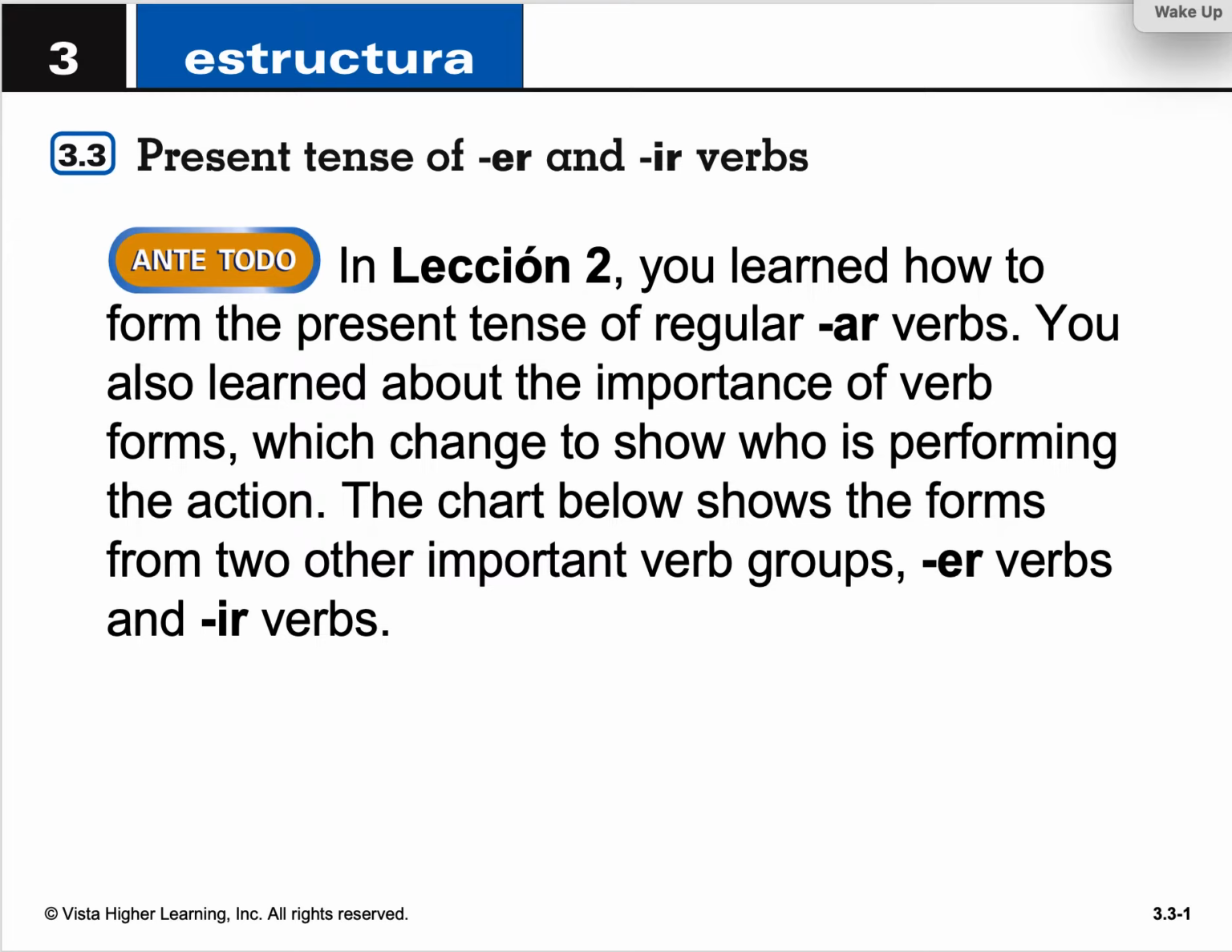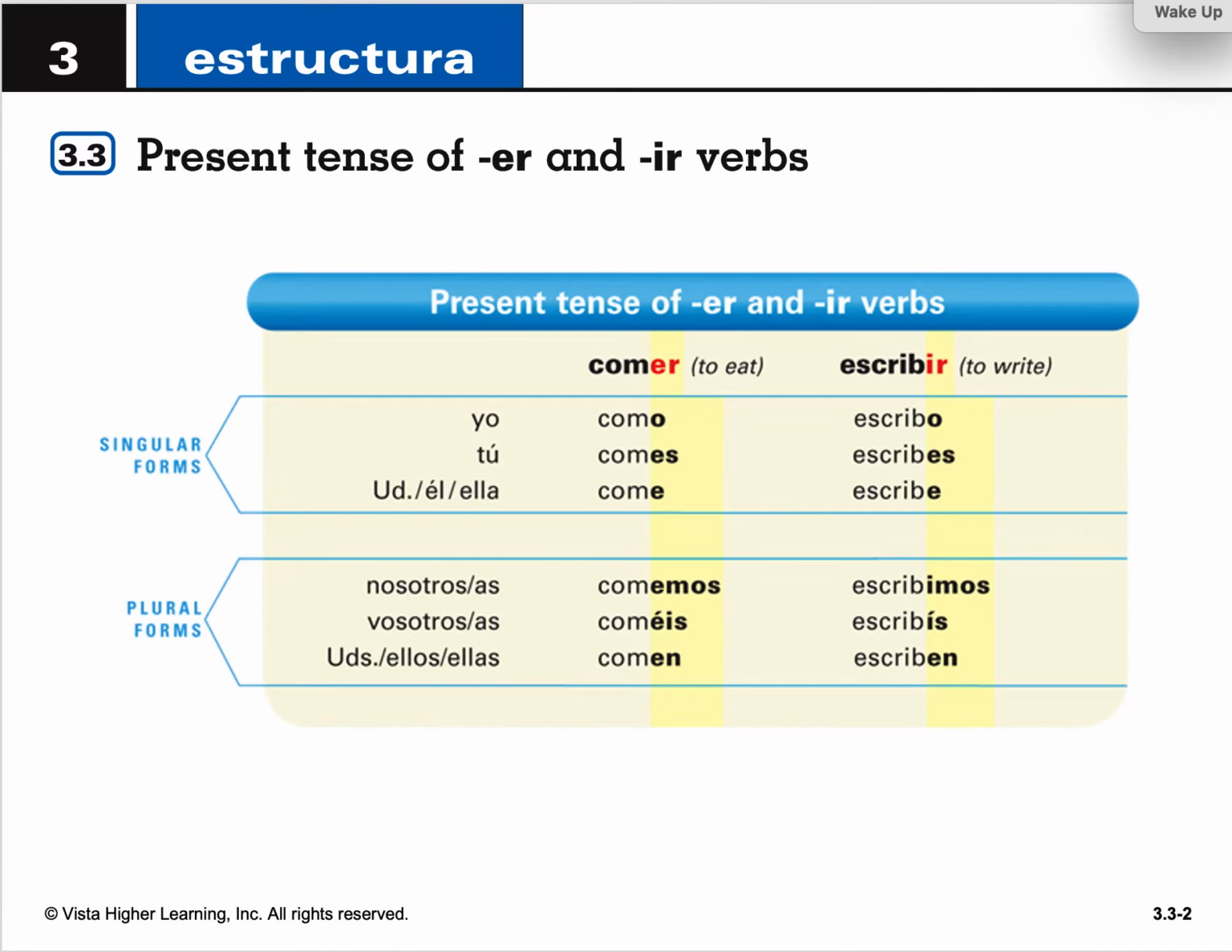They are similar. So an ER verb, we're going to have o, s, e, emos, éis, en as our ending. We're going to remove the ER and we're going to add the appropriate ending for the person that is being spoken about. And then for IR verbs, you'll notice that the endings are almost identical, except for in the nosotros and vosotros form. Those two forms do have a difference between ER and IR verbs.